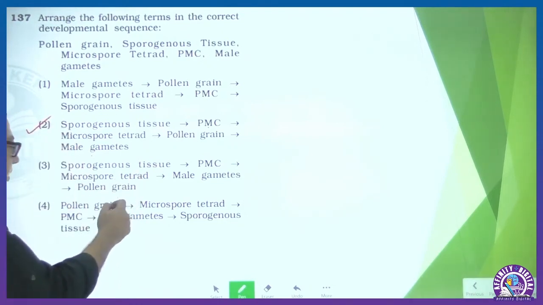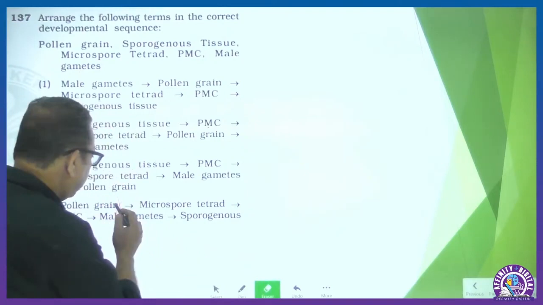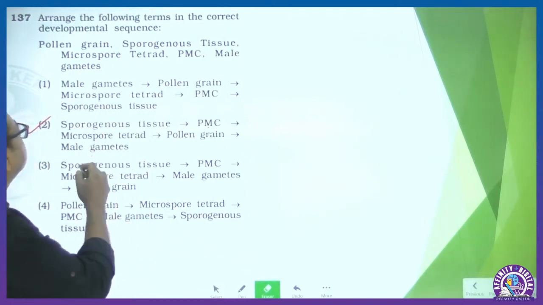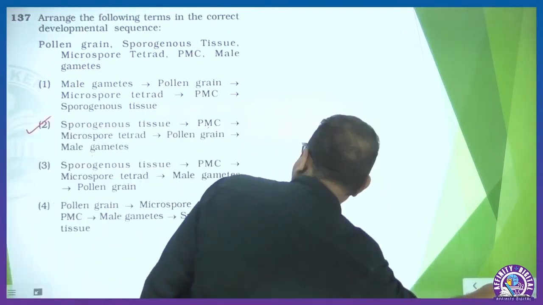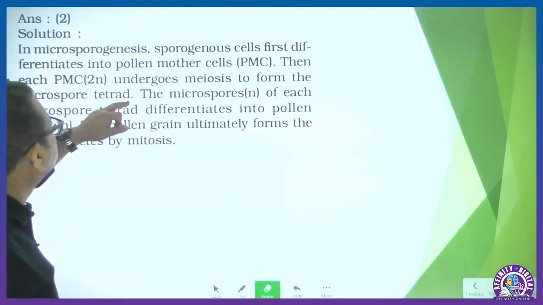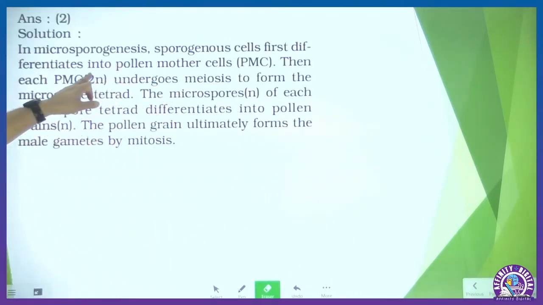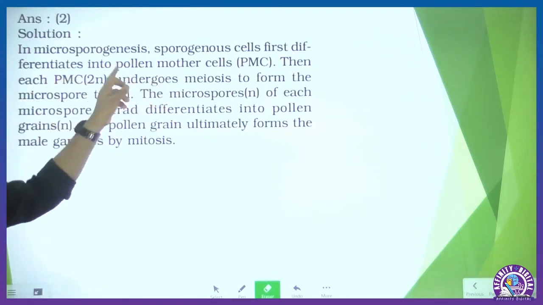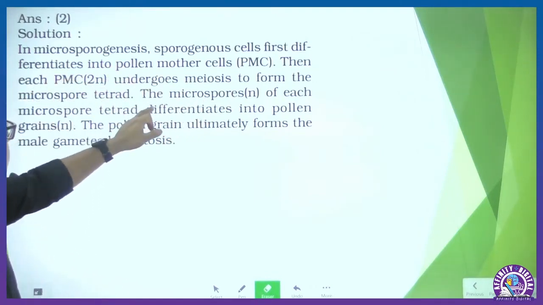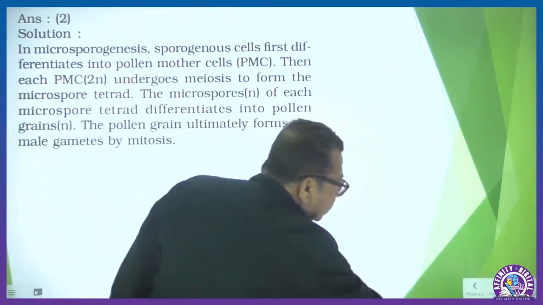These are wrong statements. This is the correct sequence. So the answer is option number 2. Here I have written everything. The sporogenous cell first differentiates into a pollen mother cell. Then each pollen mother cell undergoes meiosis to form this and this. So, you just go through these things.